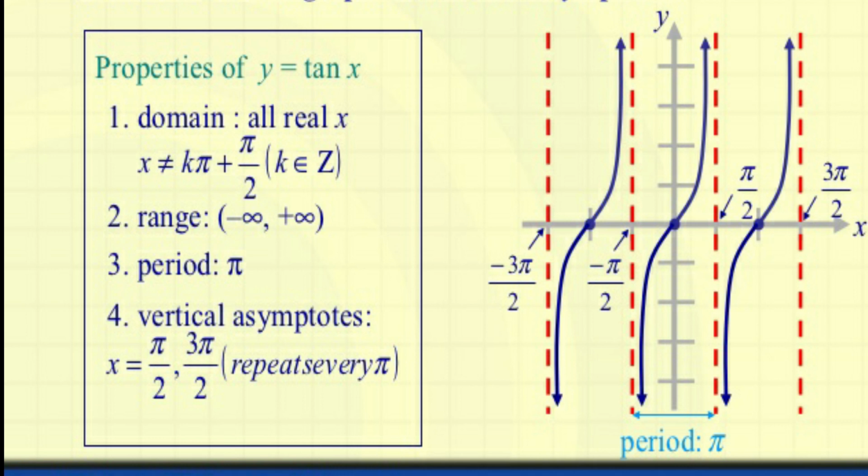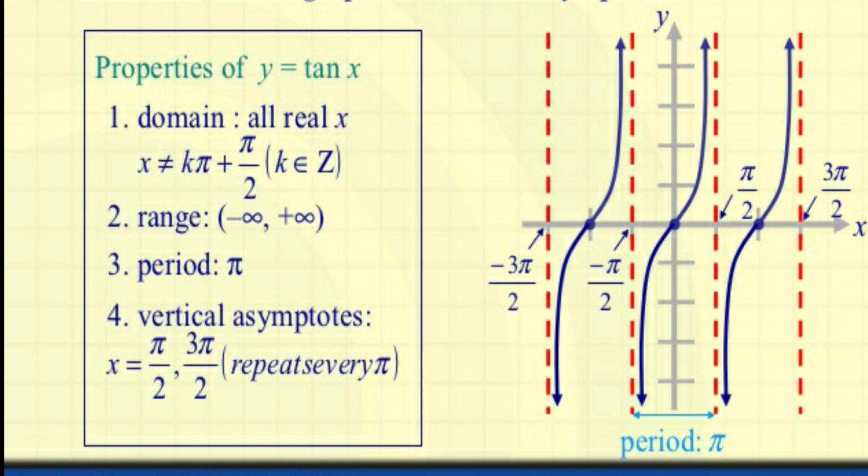That means minus 3 pi by 2, minus pi by 2, plus pi by 2, 3 pi by 2, 5 pi by 2, 7 pi by 2. These are all integral multiples of pi by 2. So these values do not belong to domain. So domain is the set of all real values except integral multiples of angle pi by 2.